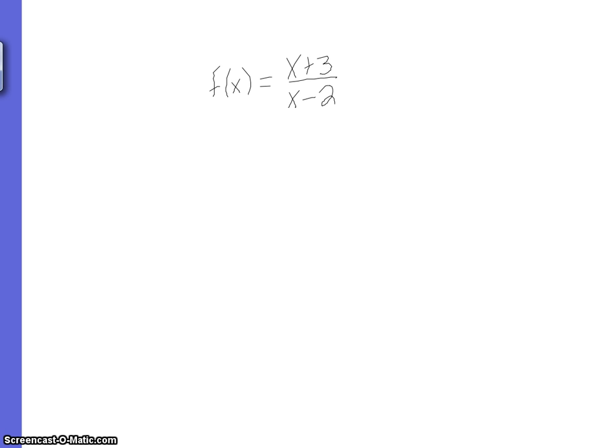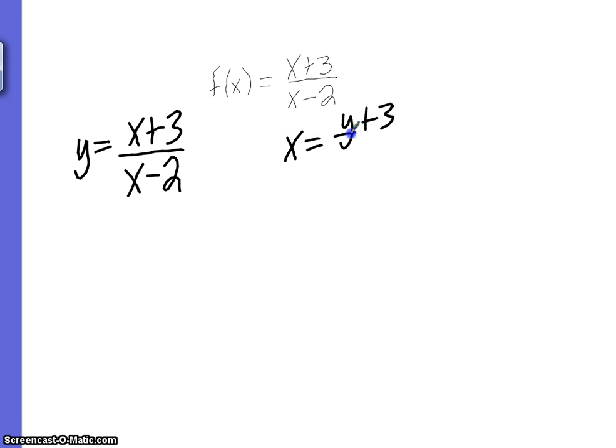So one more fraction equation just so we can make sure we're good with that. So we've got y is equal to x plus 3 over x minus 2. I'm going to switch my variables to start solving for the inverse. I've got x is equal to y plus 3 over y minus 2. Again, I've got one of these fractions, and I cannot solve for y while it's at the bottom of a fraction. So I'm going to multiply both sides by y minus 2.